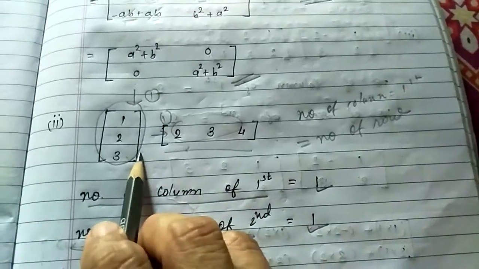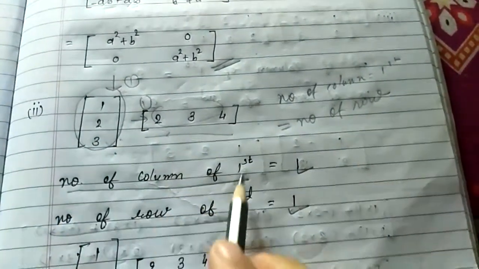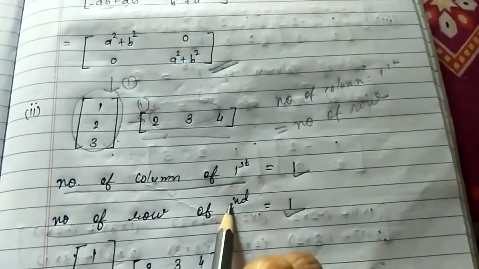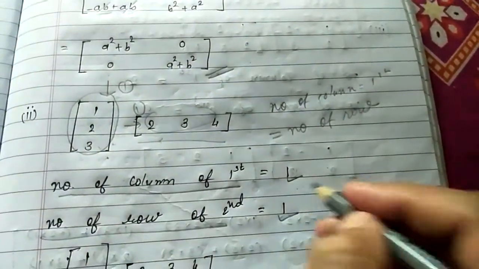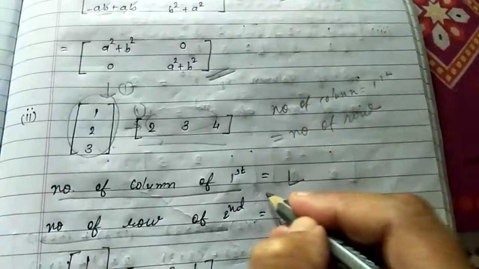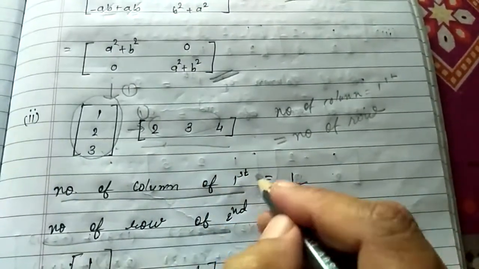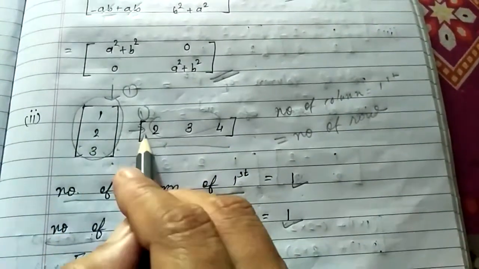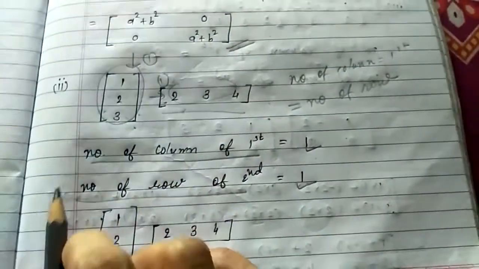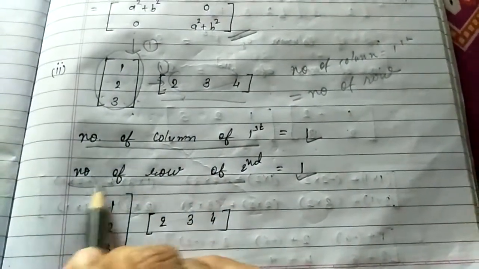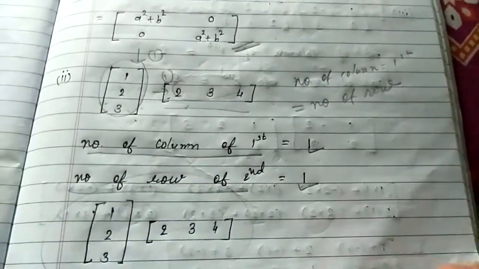Remember, in each and every question we need not check these things, but whenever multiplication is asked, it is advisable that you first check that the number of columns of the first matrix is the same as the number of rows of the second matrix. Okay, so let me perform the multiplication. So now we are going to multiply these two.